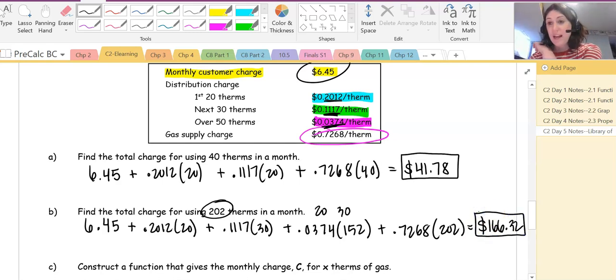Okay, which when you pay for gas in the winter, oh boy, people, it's rough.